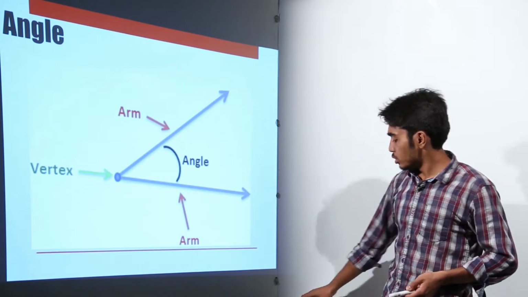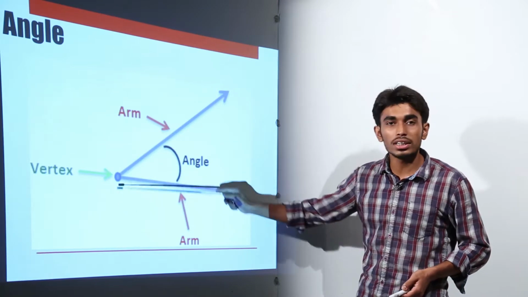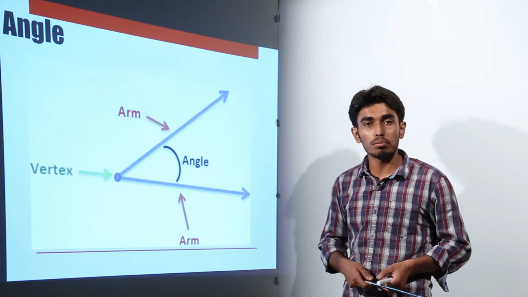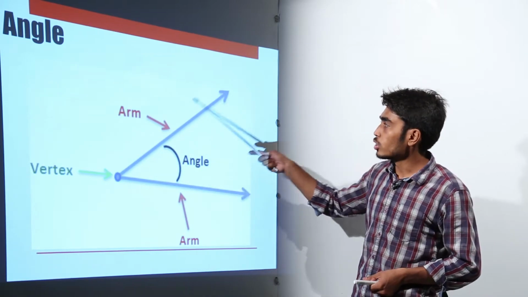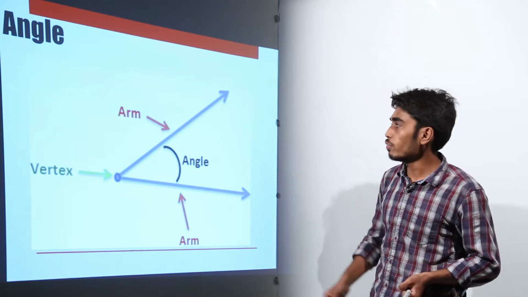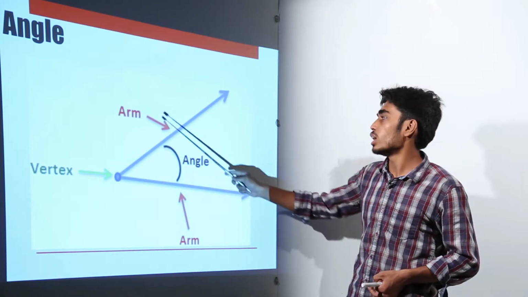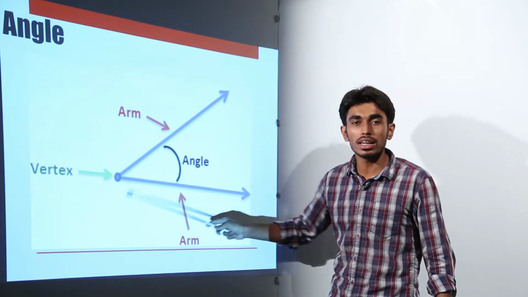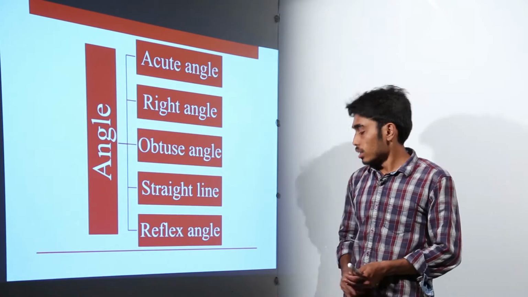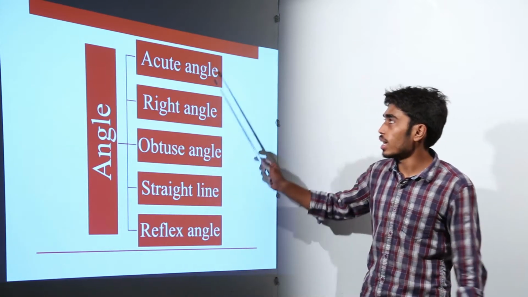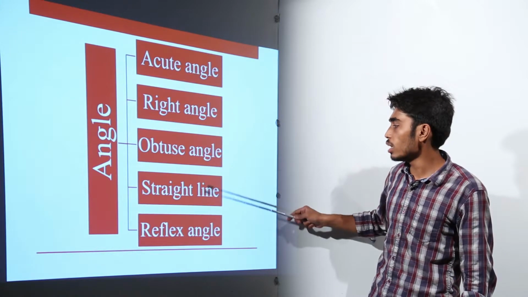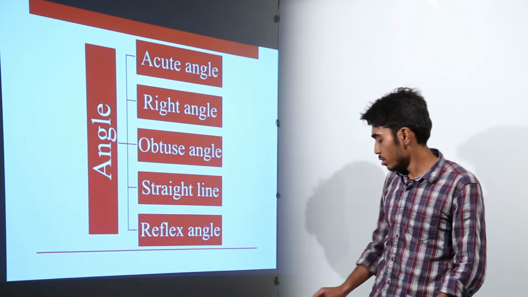Now the single same point of the two rays is called the vertex. It is called the vertex of the angle, as you can see from the figure, right? And the two rays are called the arms of the angle. So we have the arms of the angle, and then we have the vertex of the angle, right? Now an angle can be defined as an acute angle, a right angle, an obtuse angle, a straight angle, or a reflex angle, right?